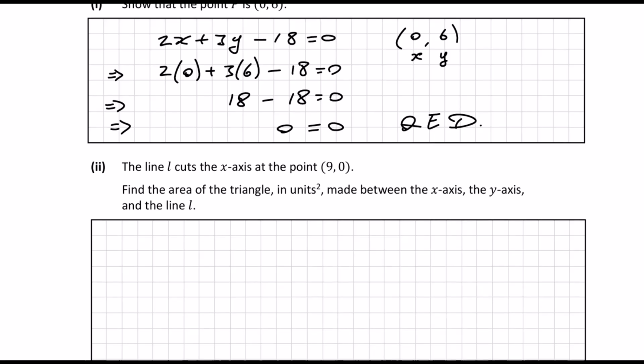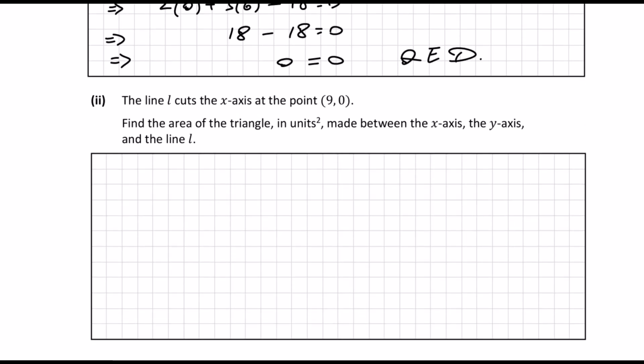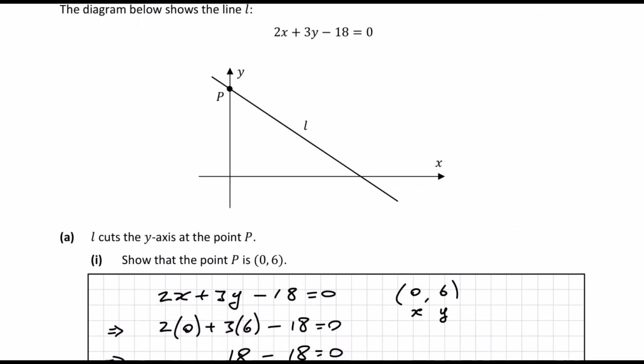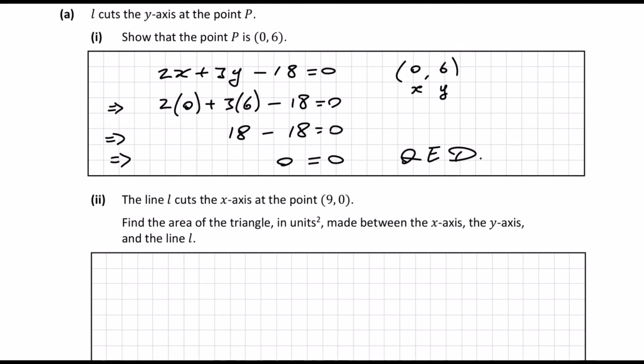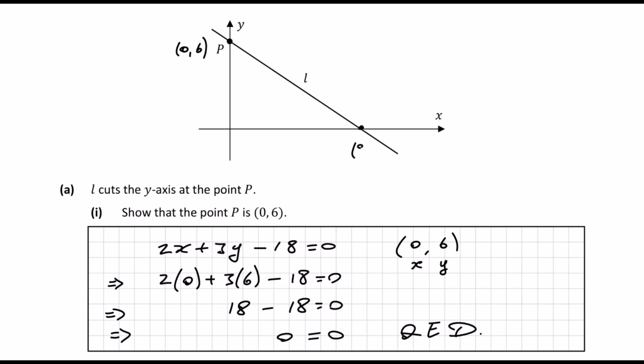The line L cuts the x-axis at the point (9, 0). Find the area of the triangle in units squared, made between the x-axis, the y-axis, and the line L. So if we look back up here, the point P is (0, 6), and this point down here, they're telling us is (9, 0). So in other words, the height of our triangle here is 6 units and the base of the triangle is 9 units. So we just got to find the area.